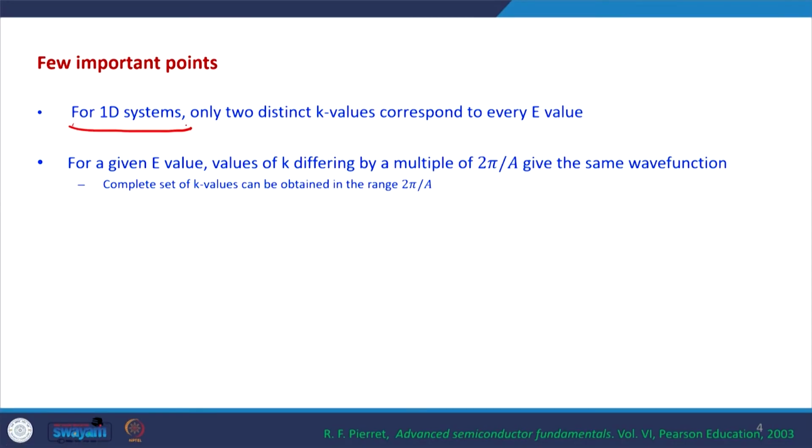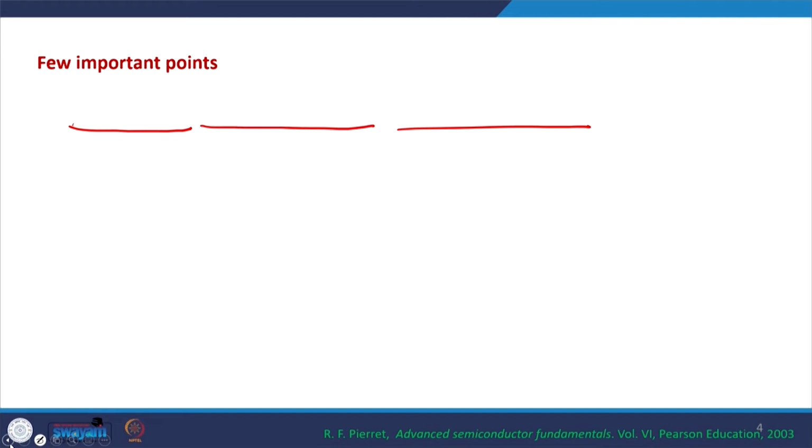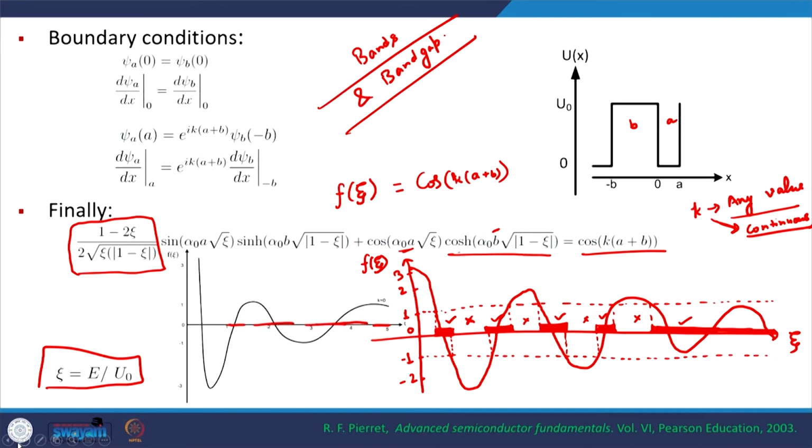Okay. So, a few important points that we need to keep in mind is that for 1D systems, only two distinct k values correspond to every energy value. So, in 1D solids, for every energy value, there are two k values which will give that energy value. So, if we go back to this constraint, for every xi value, there will be two k values which will give us a valid xi value.